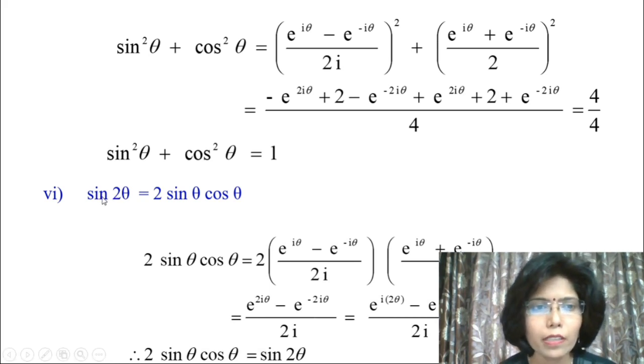Next important identity is sin of 2 theta is equal to 2 sin theta cos theta.